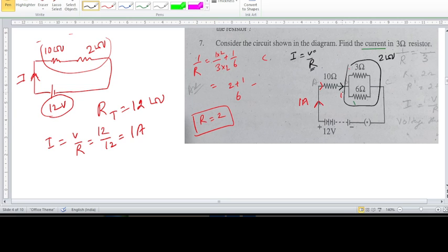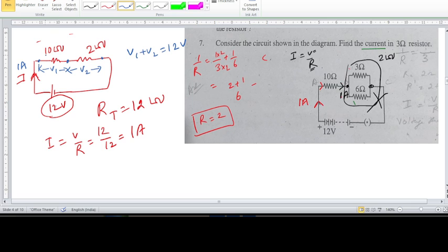And the current in this circuit is 1 ampere, so I can calculate the voltage across this. How? Forget this diagram and focus on this diagram. Here the 12 volt will be distributed. Suppose the voltage across this 10 ohm is V1 and the voltage across this is V2. V1 plus V2 will add up to give us 12 volt. I don't know what V1 is, but I have just calculated the current and it is 1 ampere.